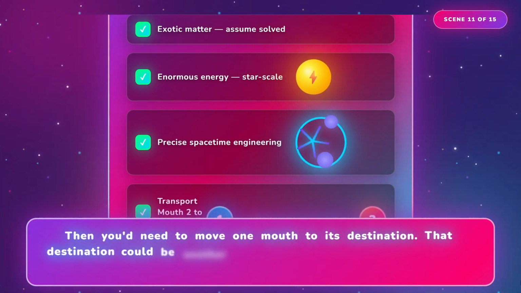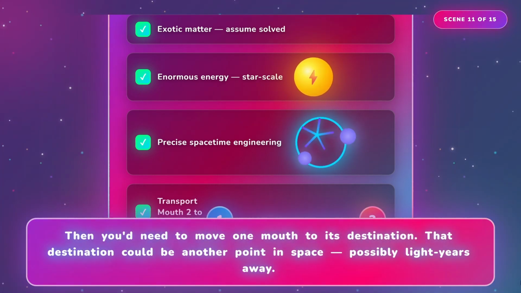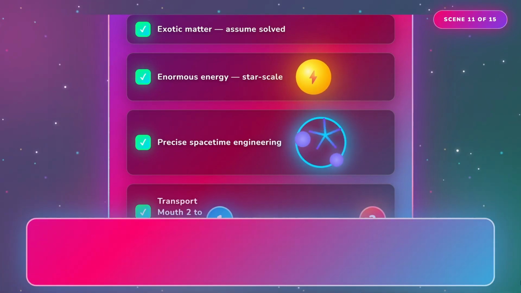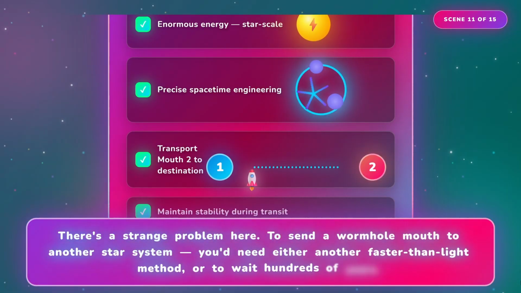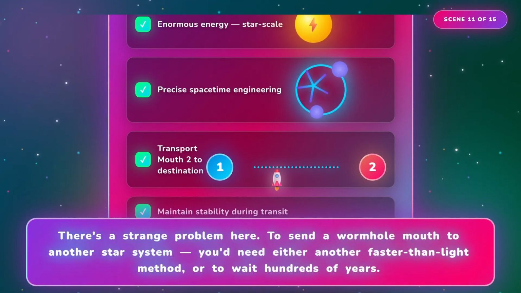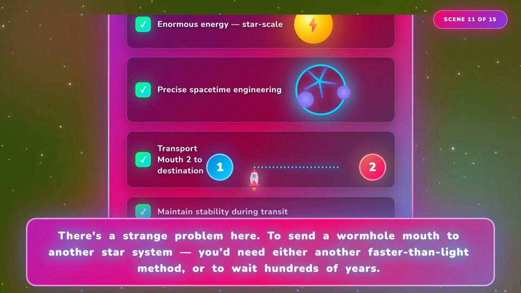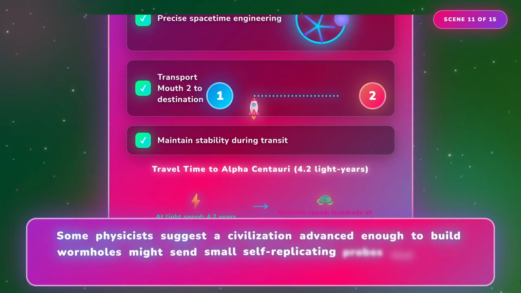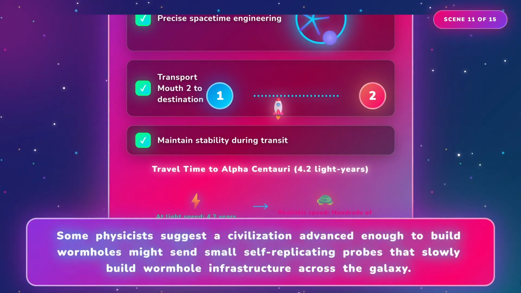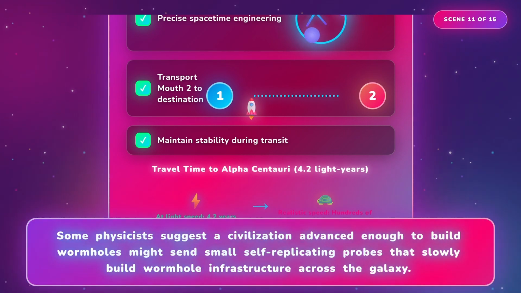Then you'd need to move one mouth to its destination. That destination could be another point in space, possibly light years away. There's a strange problem here. To send a wormhole mouth to another star system, you'd need either another faster-than-light method, or to wait hundreds of years. Some physicists suggest a civilization advanced enough to build wormholes might send small self-replicating probes that slowly build wormhole infrastructure across the galaxy.